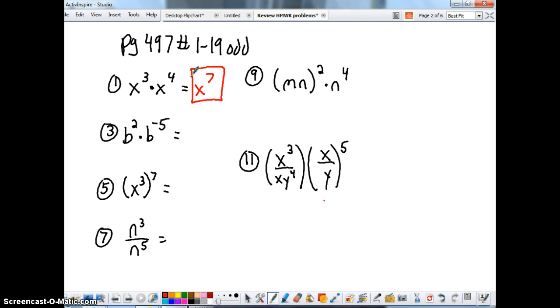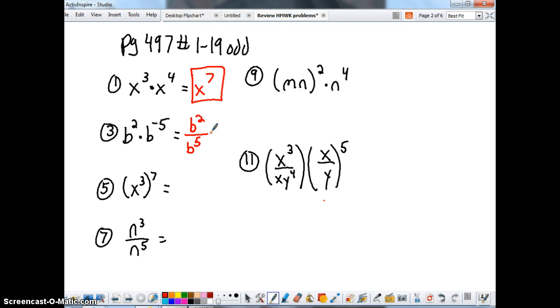Number 3, it's very similar. You have b to the second times b to the negative 5th. Remember, when you have a negative exponent, you have to switch it to the opposite side. So if it's on the top, which this one is, and I know it's on the top because there is no bottom, you have to switch it to the bottom and make it a positive. If it was on the bottom, I would have to move it up to the top. So this is going to become b squared all over b to the 5th.